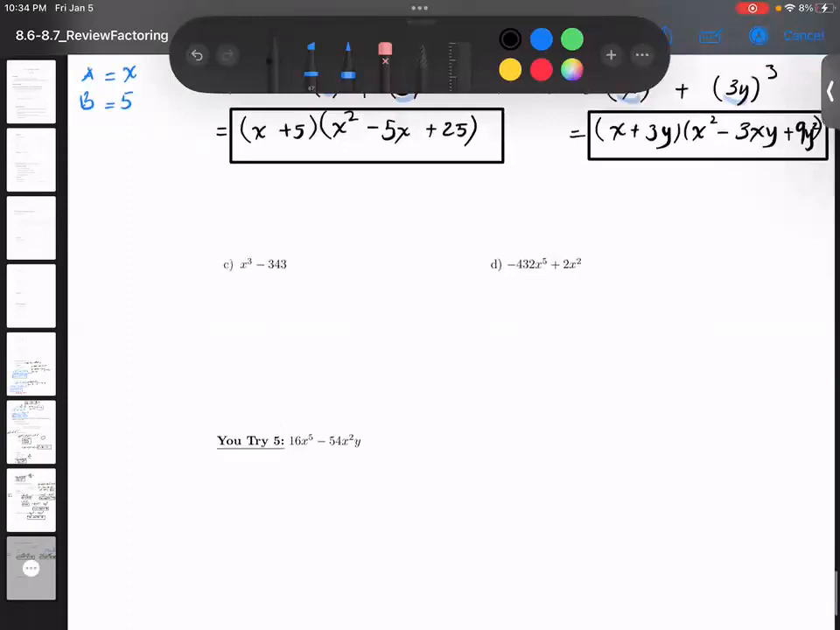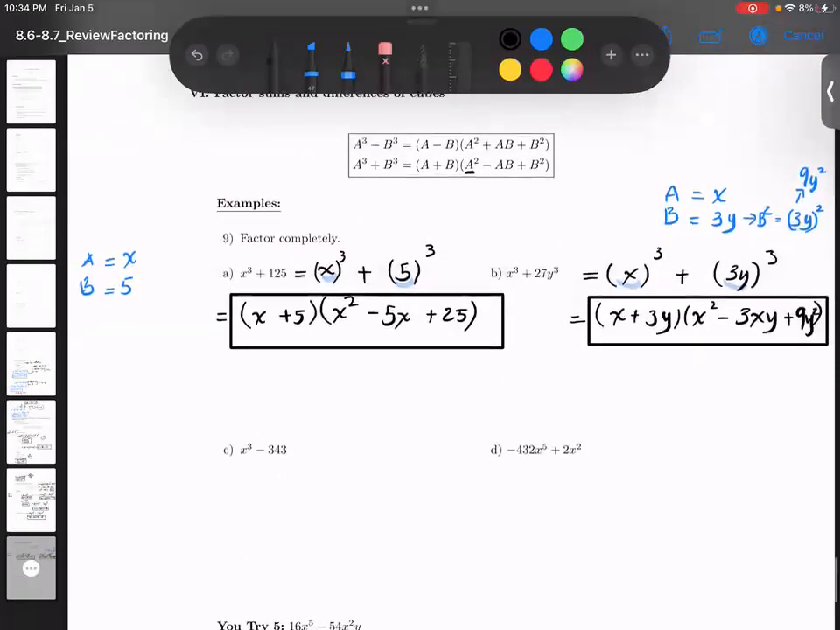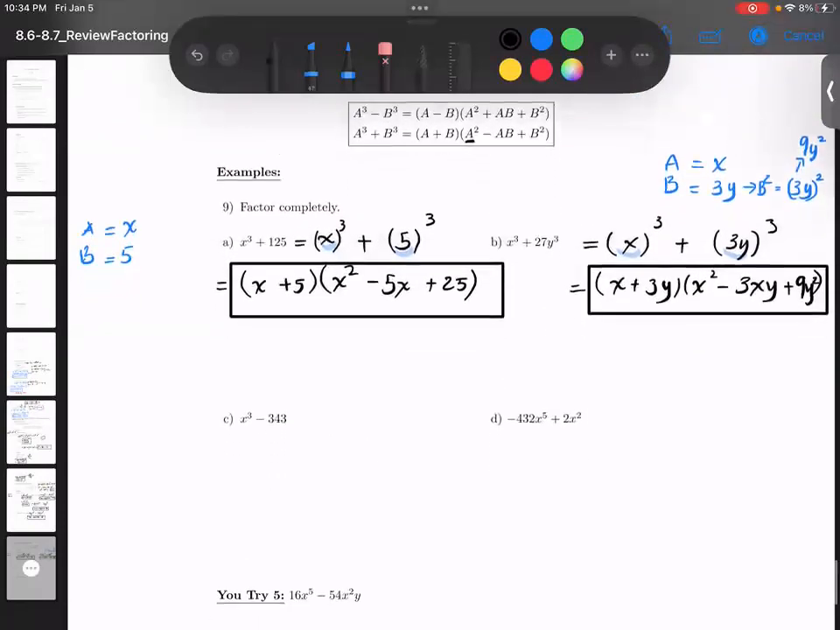Few more, we're almost there, I promise. All right, now we come to the difference of two cubes. I write it like that so you can see the rule. Again, we're gonna establish your A and your B. So parenthesis cube minus parenthesis cube. That'll be x here, no argue about that. What about 343? What number when you cube gives you 343?